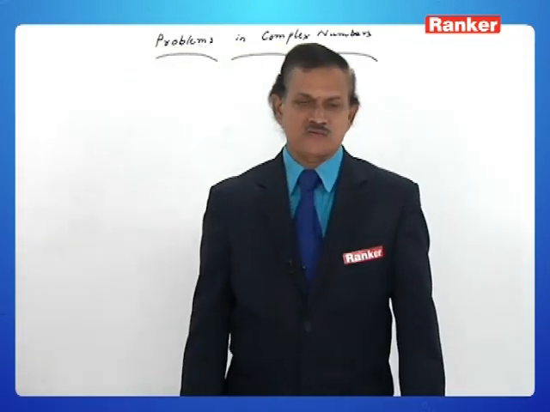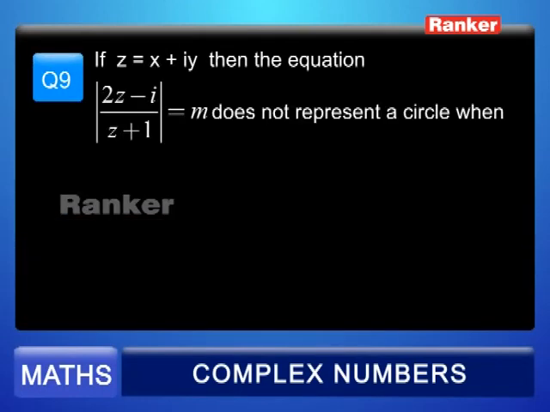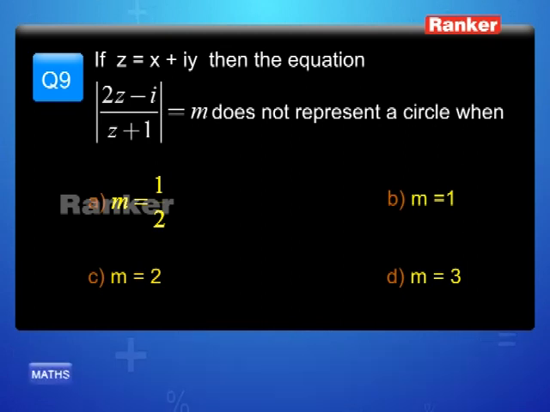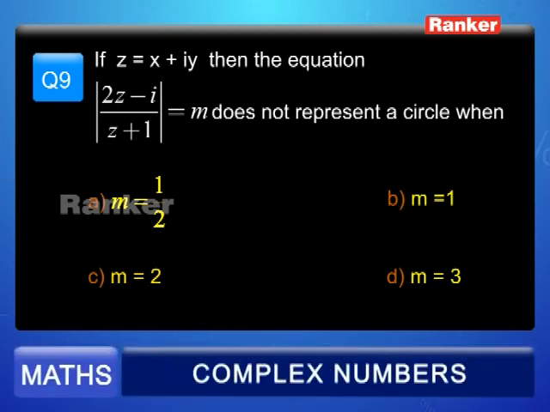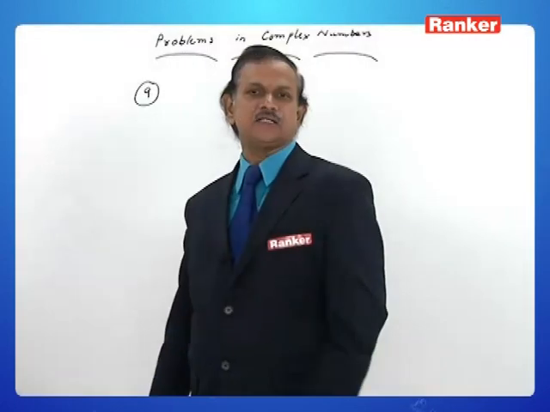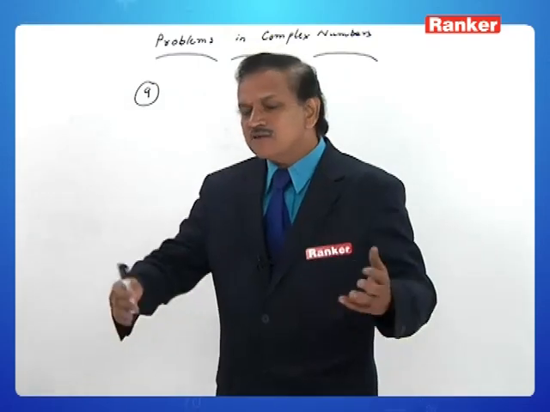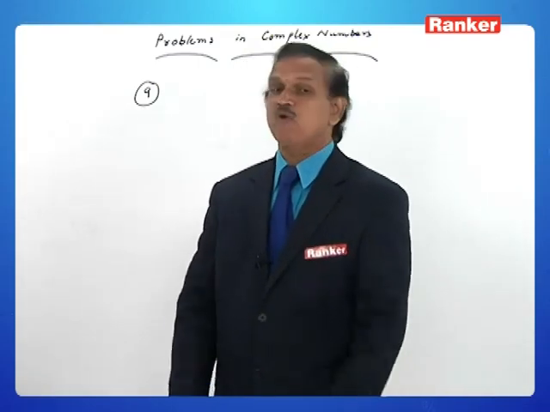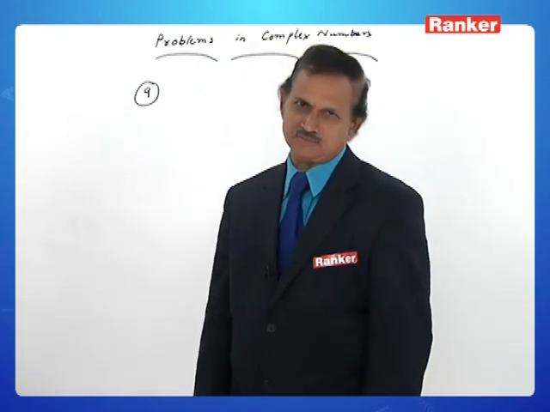Let us look at the next question, that is question number 9. Z is equal to X plus iY, a given complex number. And he is giving us a condition regarding Z. Modulus of (2Z minus i) by (Z plus 1) is equal to M. That does not represent a circle. Please notice it. For what values of M does this happen?